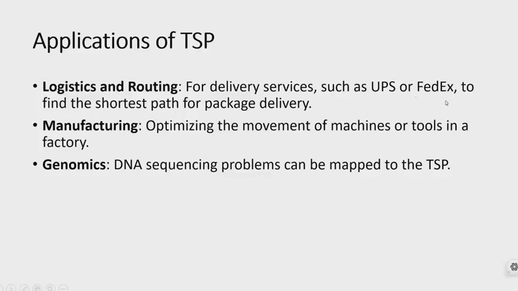And these are the applications of the traveling salesman problem. There are many applications. There are three applications I have identified. That is logistics and routing for delivery services such as UPS or FedEx to find the shortest path for package delivery. And manufacturing is another application: optimizing the movement of machines or tools in a factory. And genomics is a way of identifying DNA; the sequencing problem can be mapped to the traveling salesman problem.